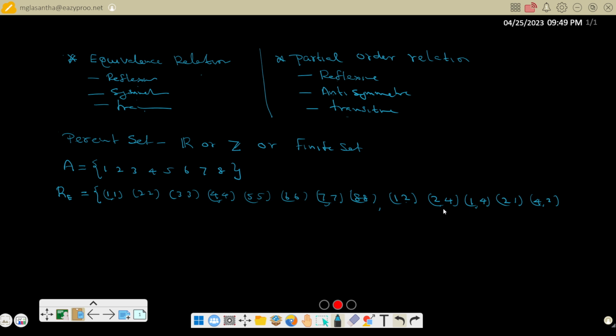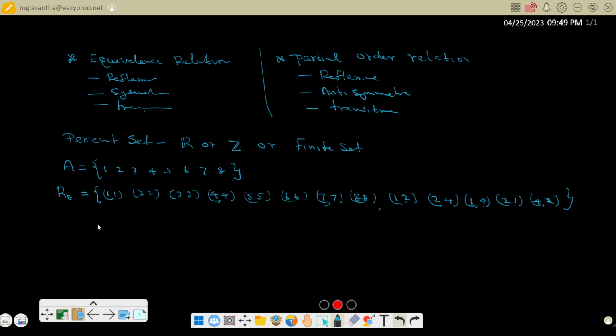Now, if you take (1,2), is this symmetric? (1,2), (2,4), (1,4) is there. (1,4), (4,4), (1,4) is there. (2,1), (1,1), (2,1) is there. (4,4), (1,1), (1,4), (1,4) is there. Okay.